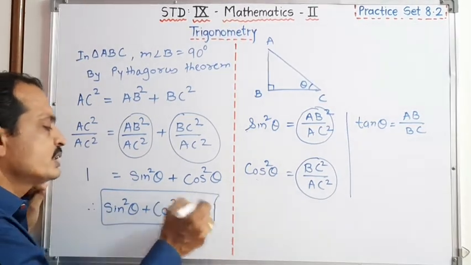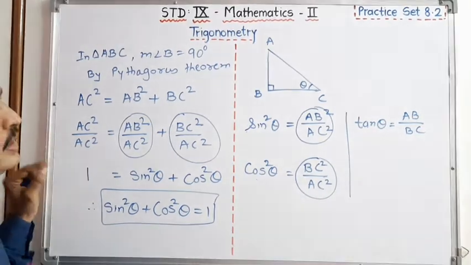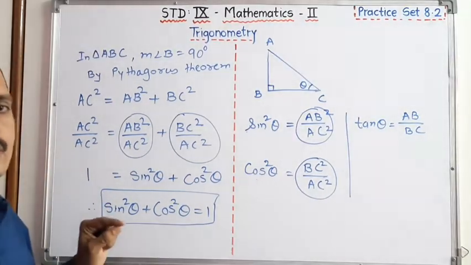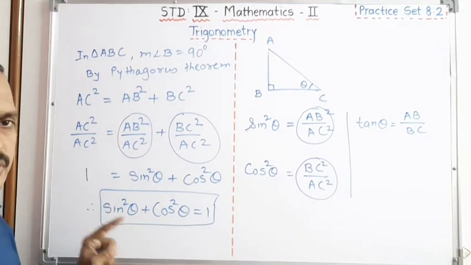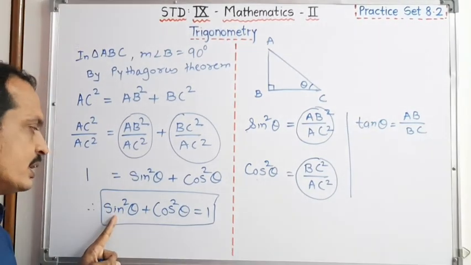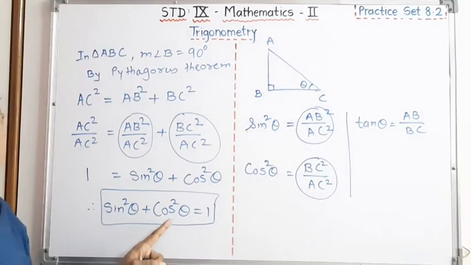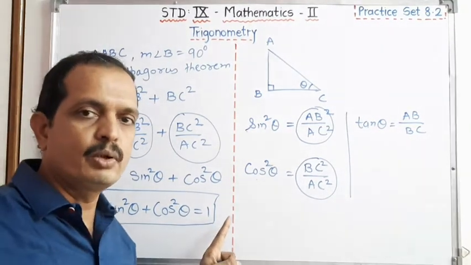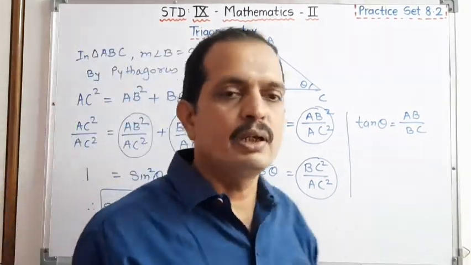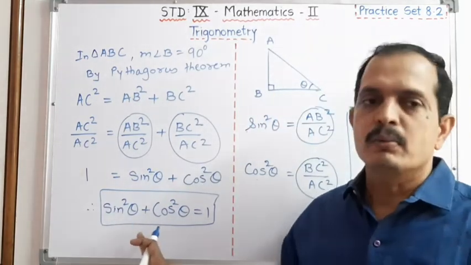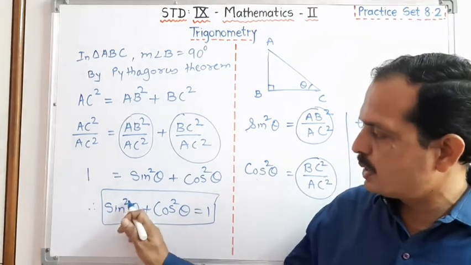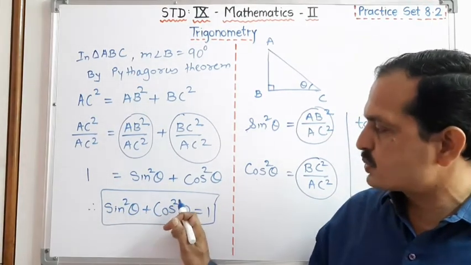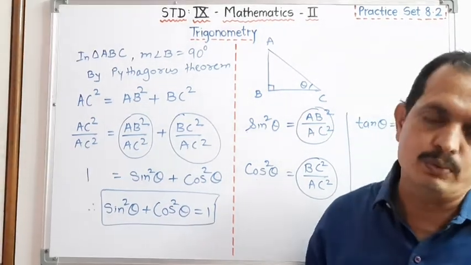This is the first identity in trigonometry that we have to apply to solve the sums. Got it? Therefore always remember: sin square theta plus cos square theta is equal to 1. Got it, dear student? Very simple. It is sin square theta plus cos square theta is equal to 1.